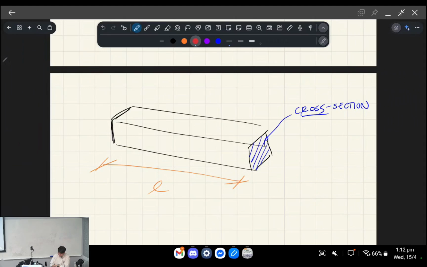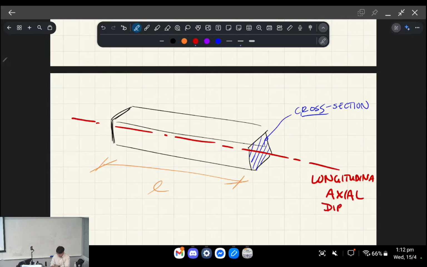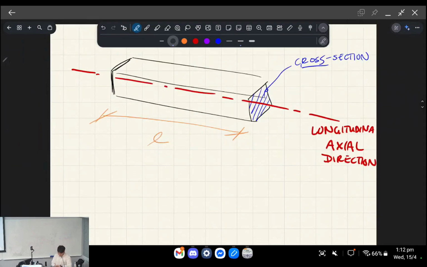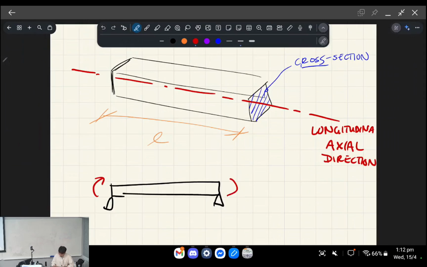So the idea is, for this beam, we can draw this line that runs through it, and we call this the longitudinal axis, or the axial direction. Okay. And if I have a normal beam, let's just say like this one, and there's some kind of moment that's applied this way, it induces a bending moment, so it causes the beam to sag and have this curvature, which is what we were talking about in week 5 and week 7.